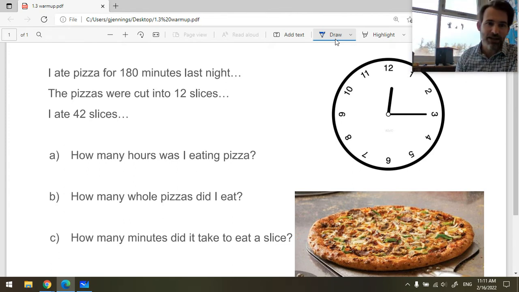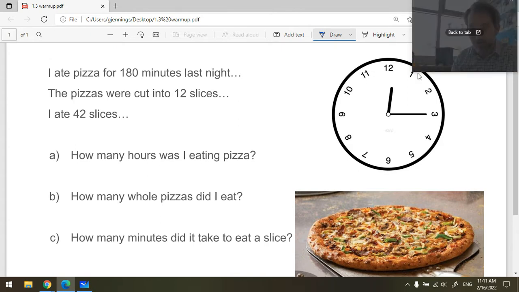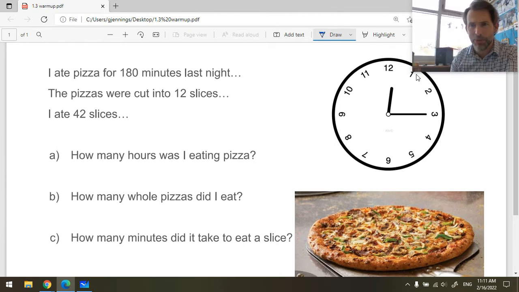All right. So when I asked this, a lot of people told me, well, 180 minutes. If I go around the clock, 180 minutes, how many hours is that? And they told me that's 3 hours, Mr. Jennings. Good. Now, here's how we can use fractions and what we've been doing to do that.